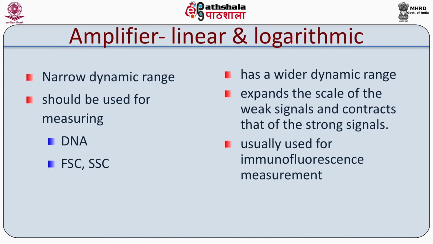So, the difference between linear and logarithmic amplifiers is shown, where a linear amplifier is generally used for measuring the forward scatter, because this signal is very strong. It has a narrow dynamic range, and a logarithmic scale has a wider dynamic range, where it expands the scale of the weak signals and contracts the strong signals. And this is used usually for the measurement of immunofluorescence.